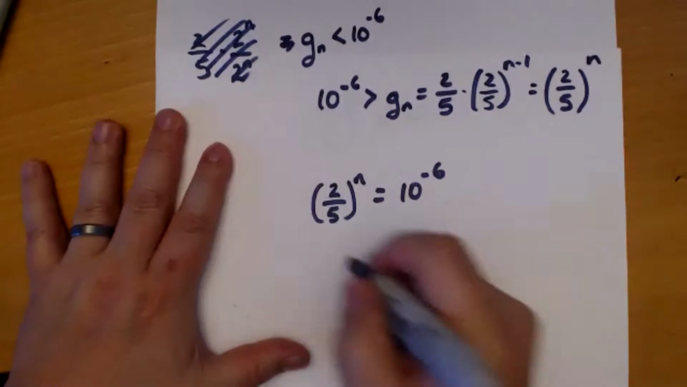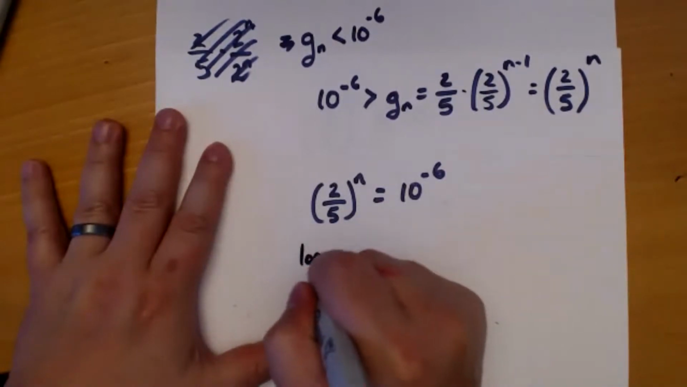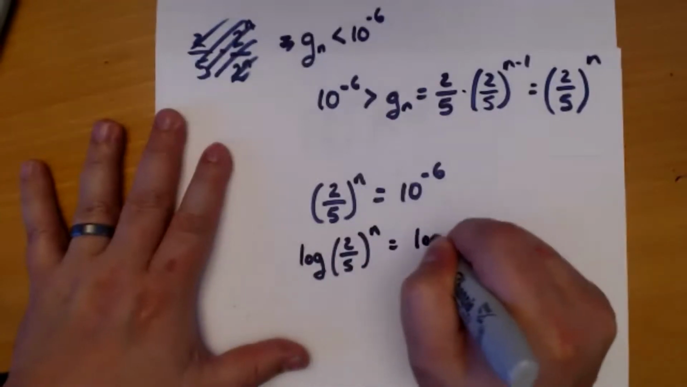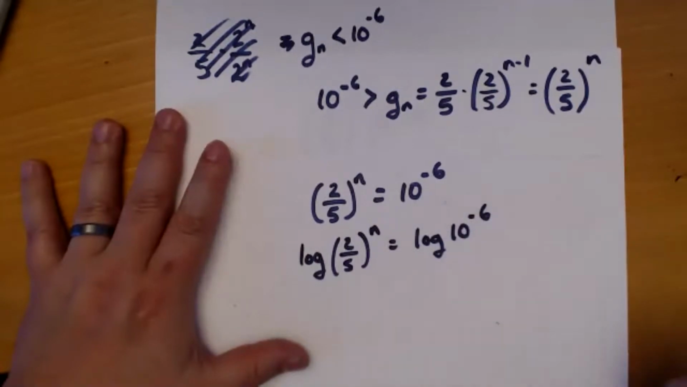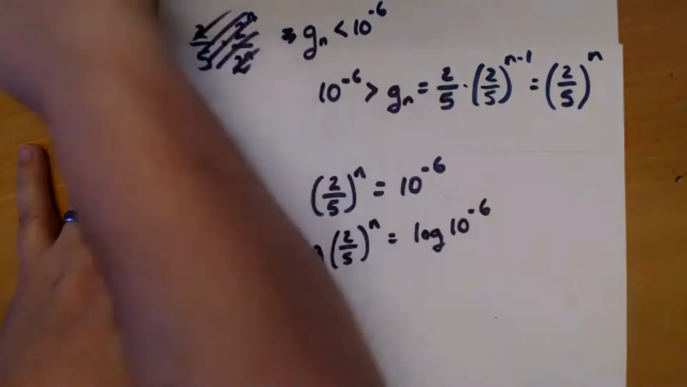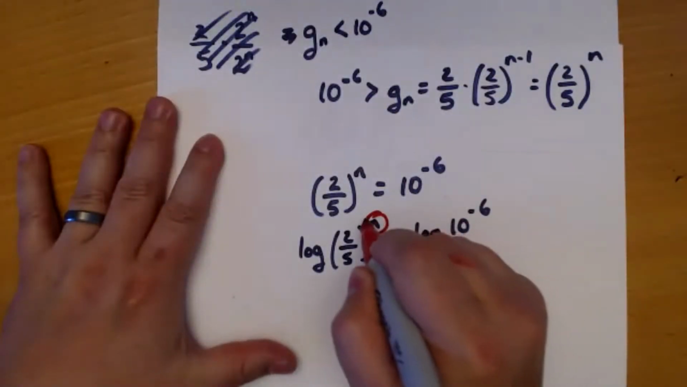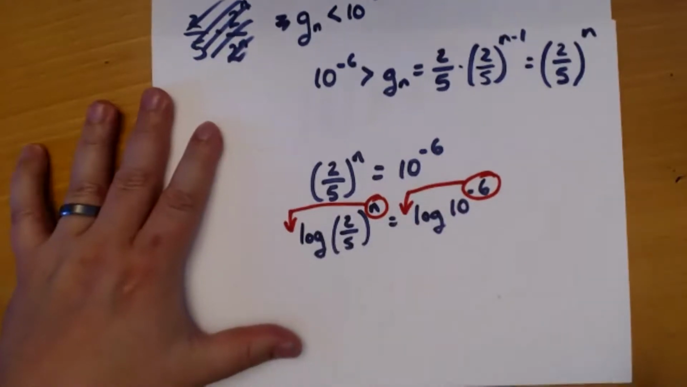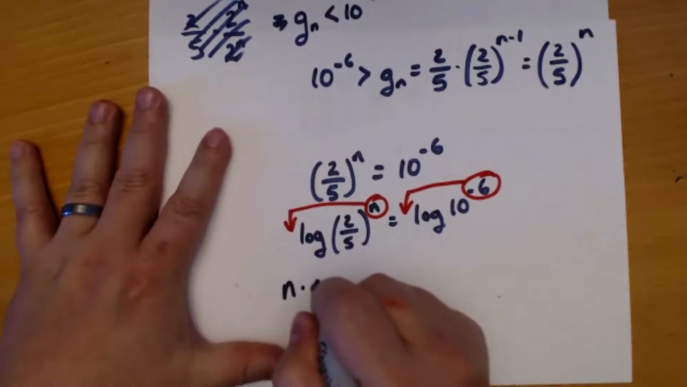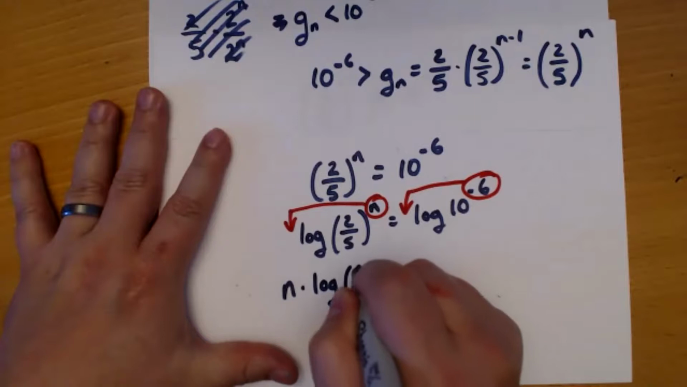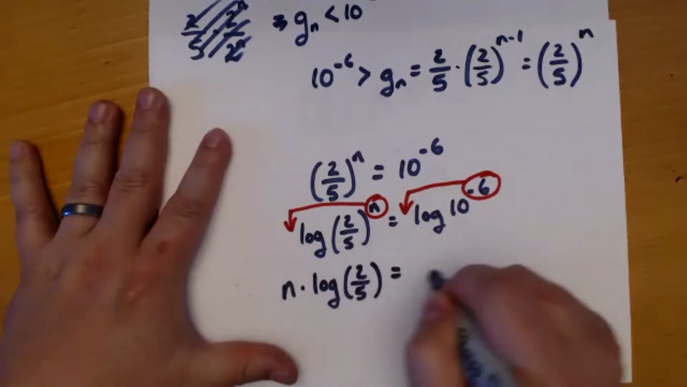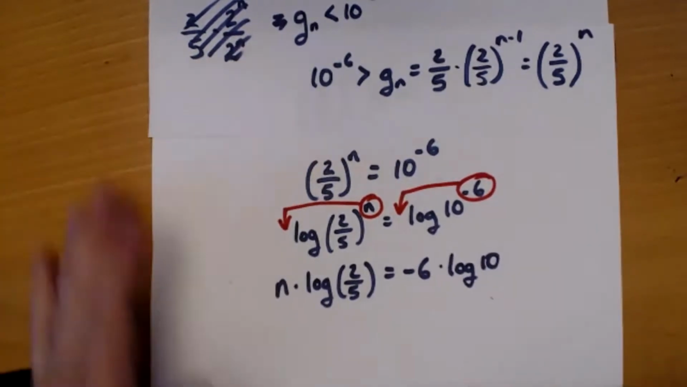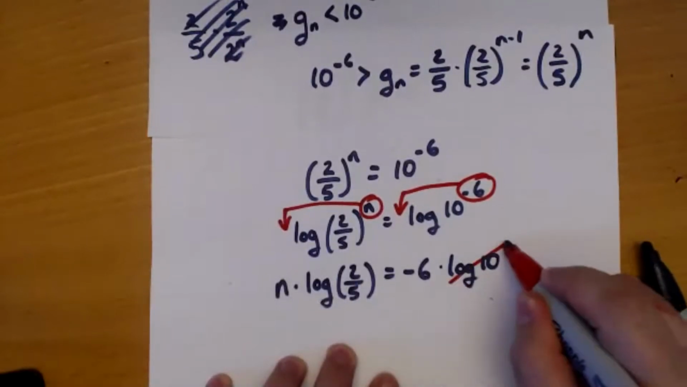Bummer. Okay. Take a log both sides. Exponentials become multiplication. And log base 10 of 10 is 1.